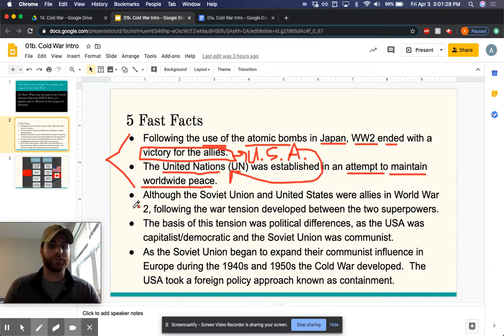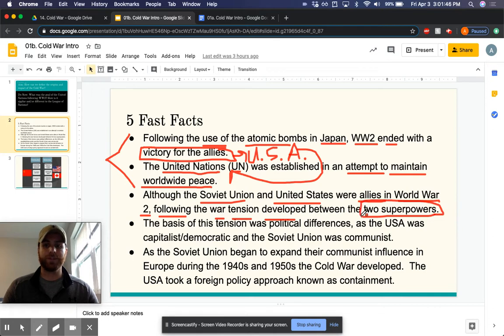Okay, now moving to bullet 3. All right, so we see that the Soviet Union and the U.S. are allies in World War II. So they're on the same side in World War II. Though after the war, we see tension develop between the 2 superpowers.